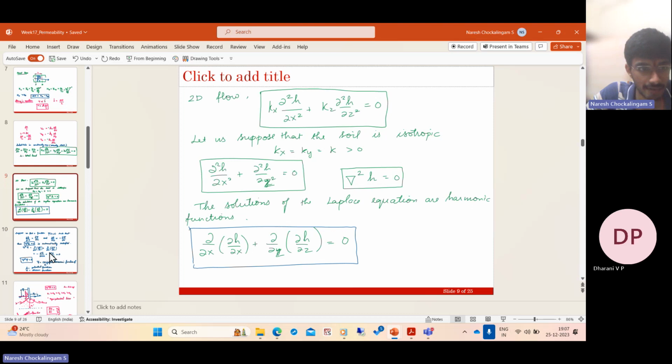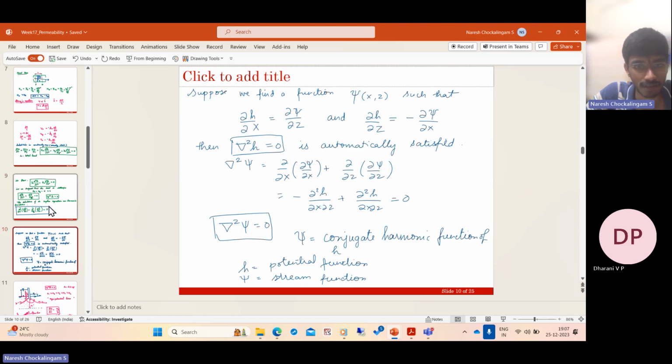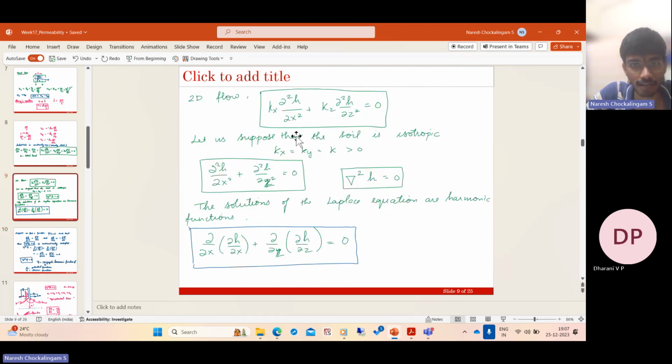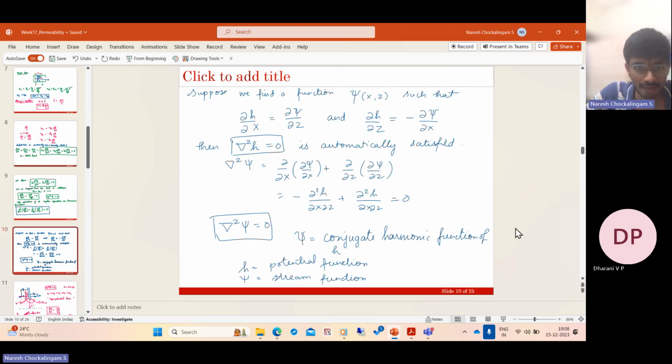And then we finally derived the Laplace equation. So when we have an isotropic soil, that is Kx equal to Kz, we saw that the governing equation for the total head is the Laplace equation, del square h by del x square plus del square h by del z square equal to 0. And then we looked at how do we solve this.